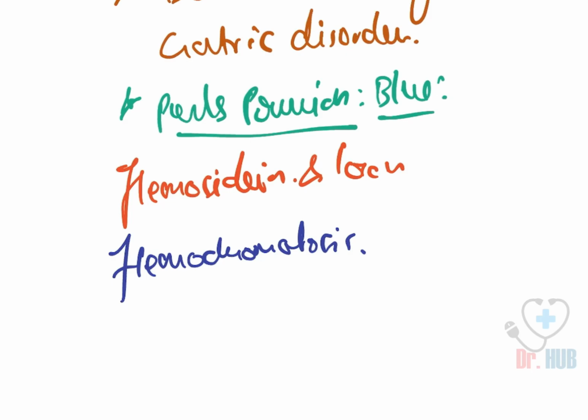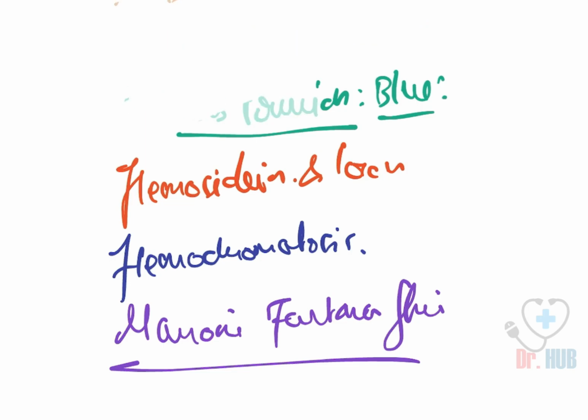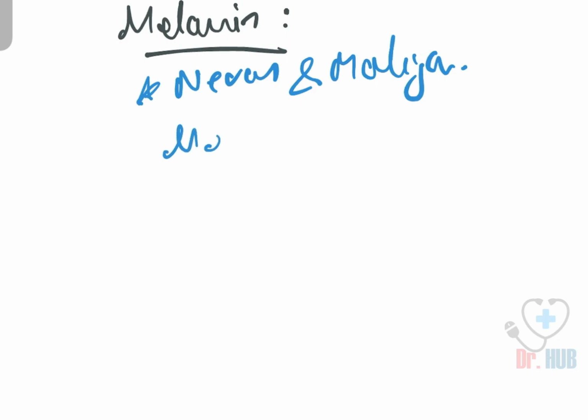Next, we look at the Masson-Fontana stain. What is the Masson-Fontana stain? It is used to demonstrate melanin. It is used in conditions such as nevus and malignant melanoma.